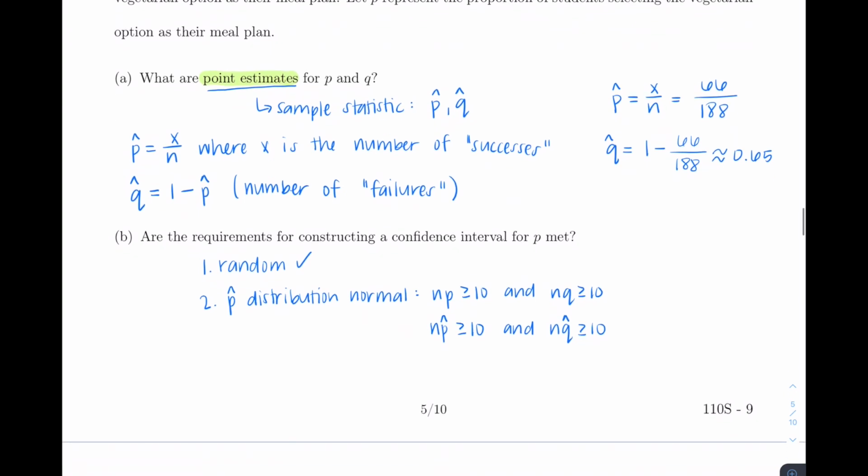And so n times p hat is equal to 66, which is definitely greater than or equal to 10. And n times q hat is equal to 122, which is definitely greater than or equal to 10. And so here we can say yes, the criteria are satisfied, or the requirements are met.